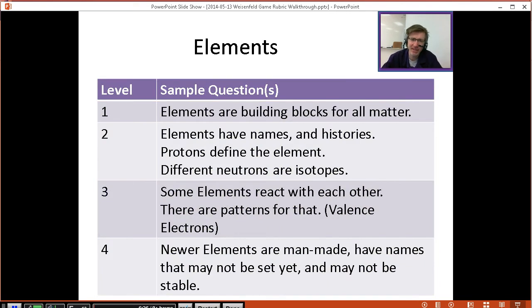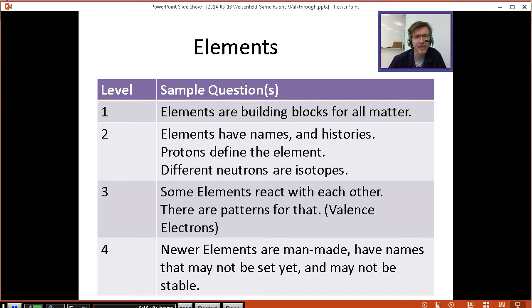Elements. All right, we talk about this a lot. Elements are the building blocks for all matter. Elements have names. Some elements have some good stories. You can review those. Some elements have different neutrons, so they're isotopes. But remember, protons define an element.